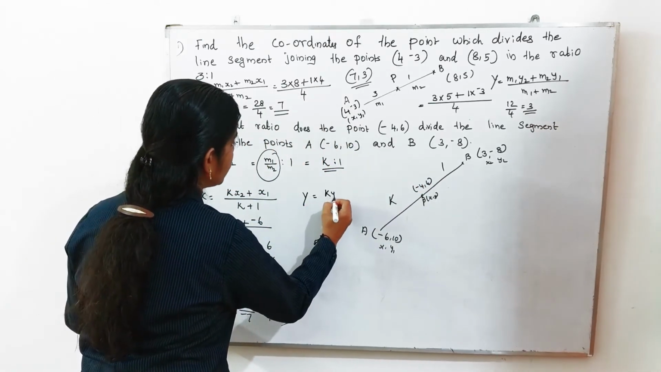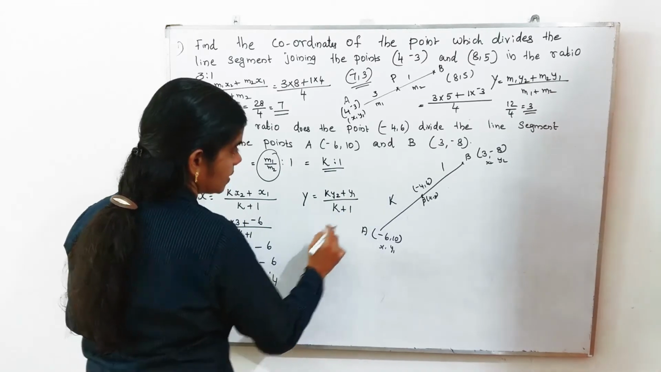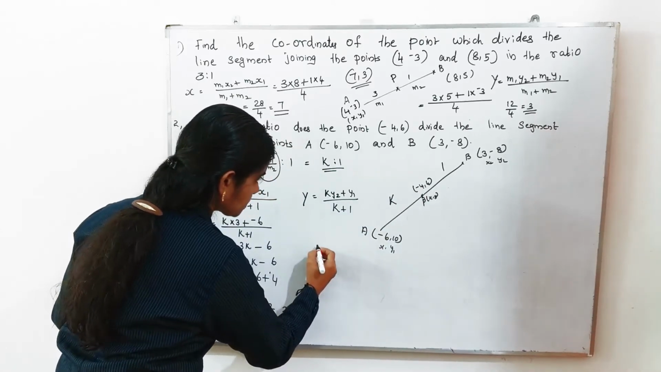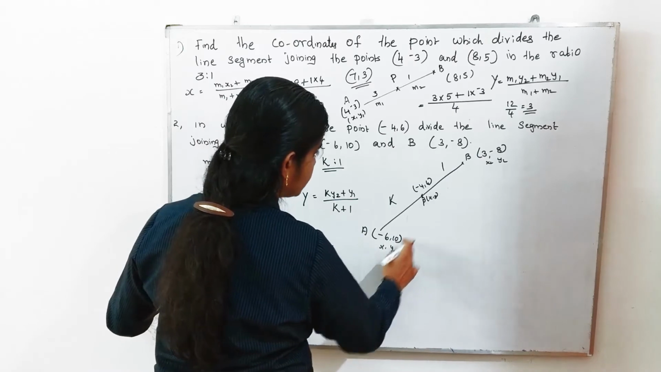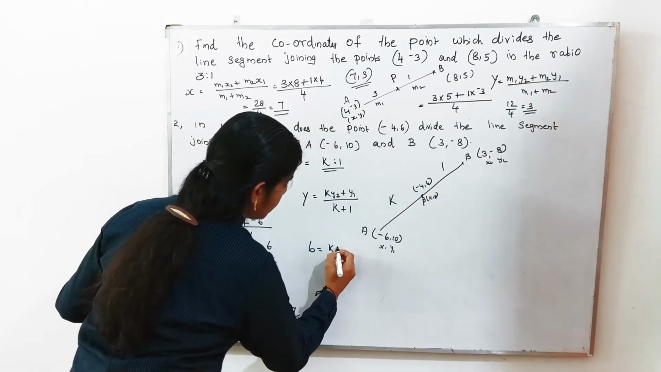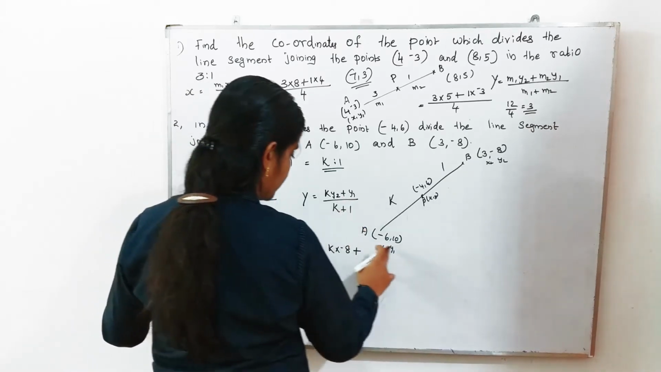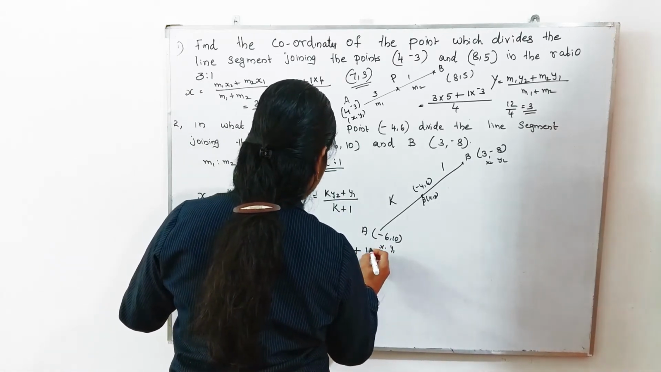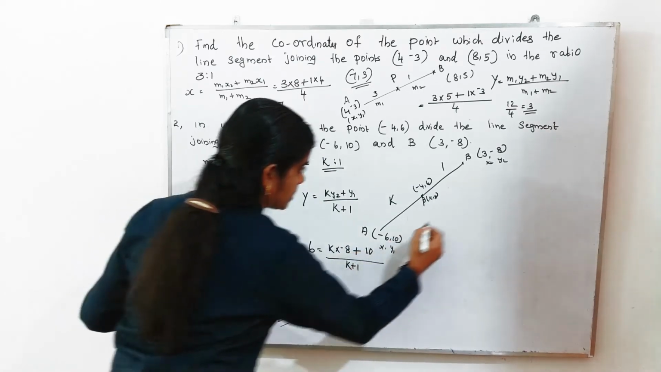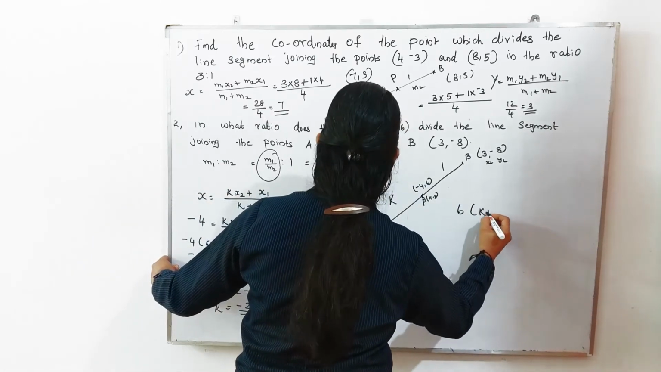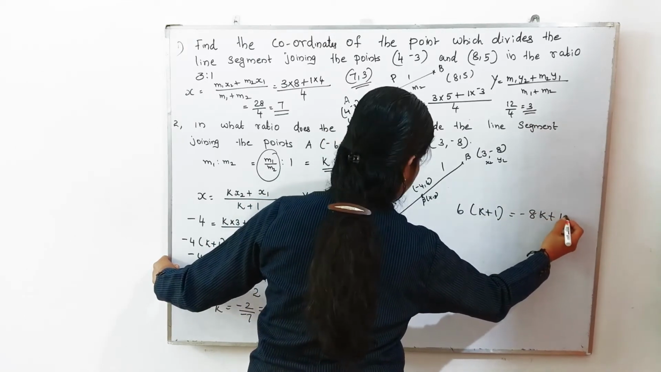y is equal to (k y2 + y1) / (k + 1). Y is equal to 6. Then 6 is equal to k into y2, which is minus 8, so k into minus 8 plus y1, which is 10, divided by k plus 1. Then 6 into (k + 1) is equal to minus 8k plus 10.